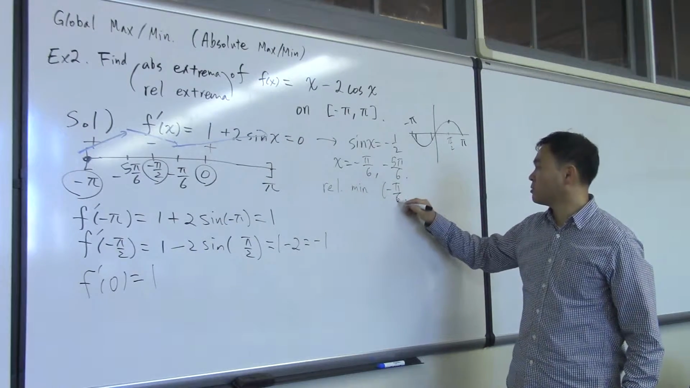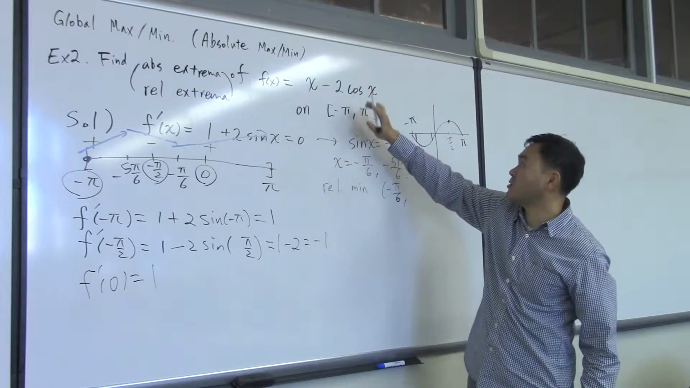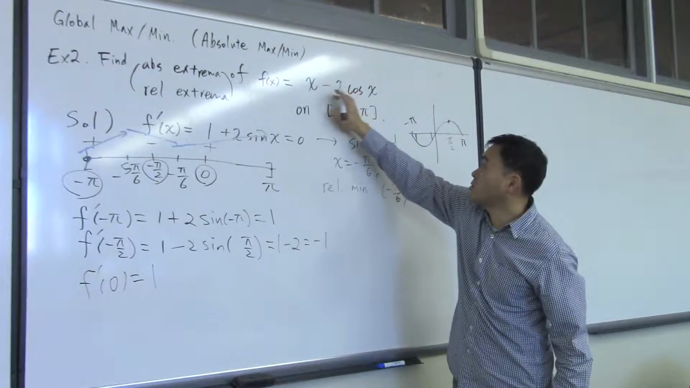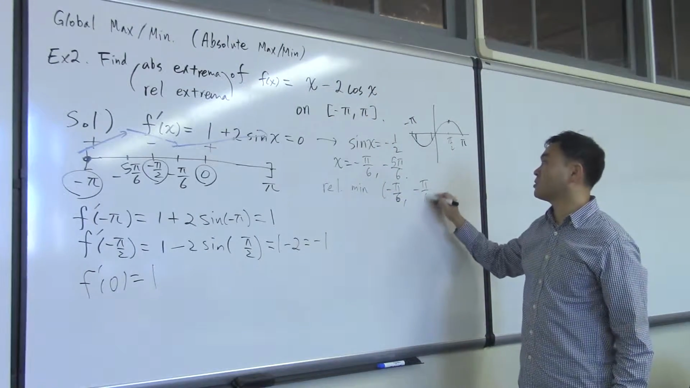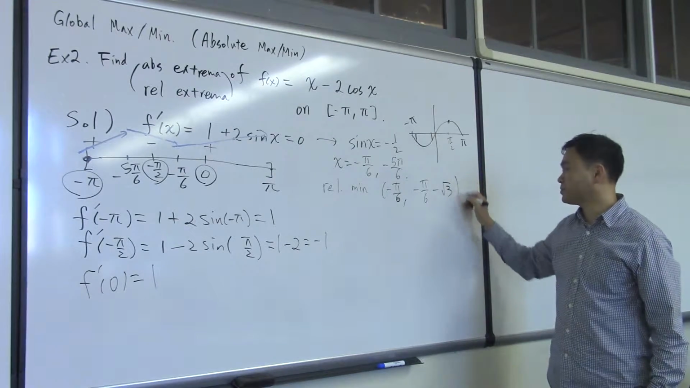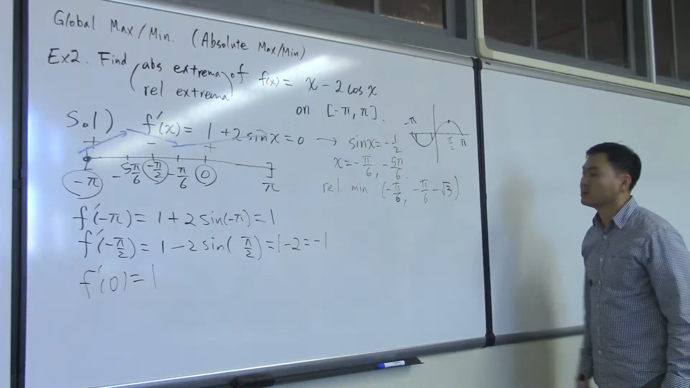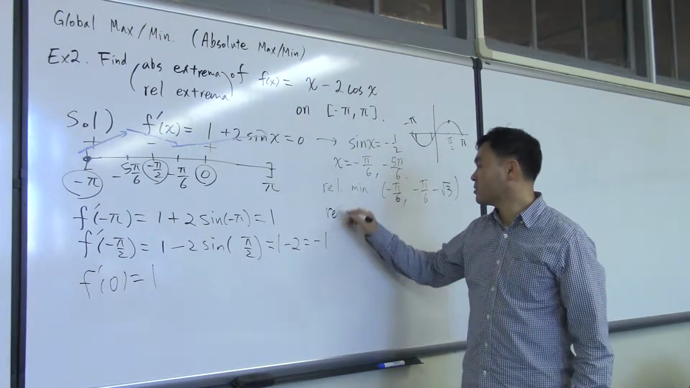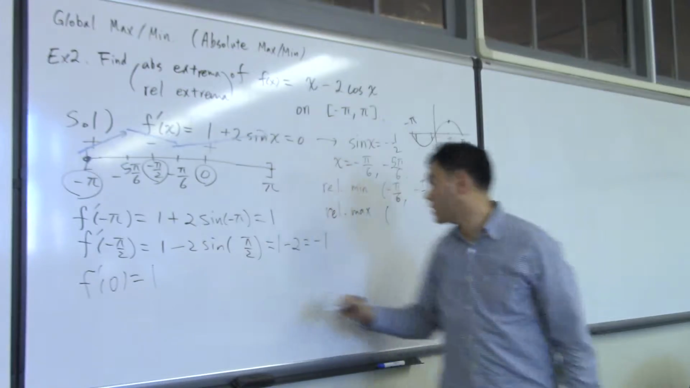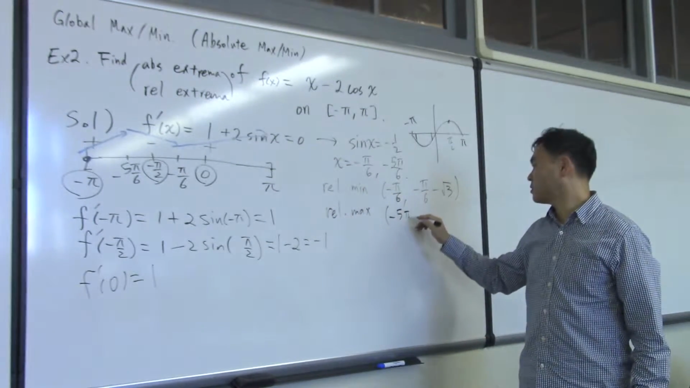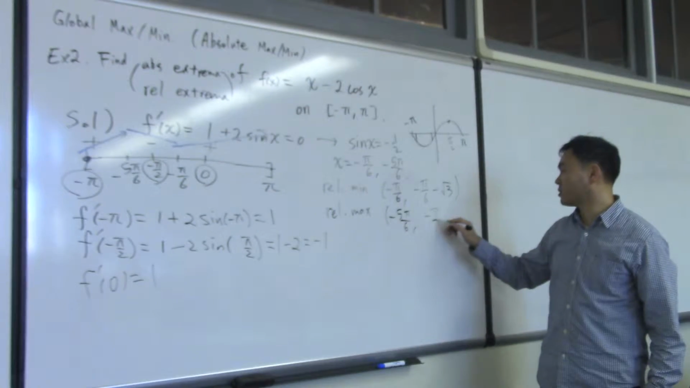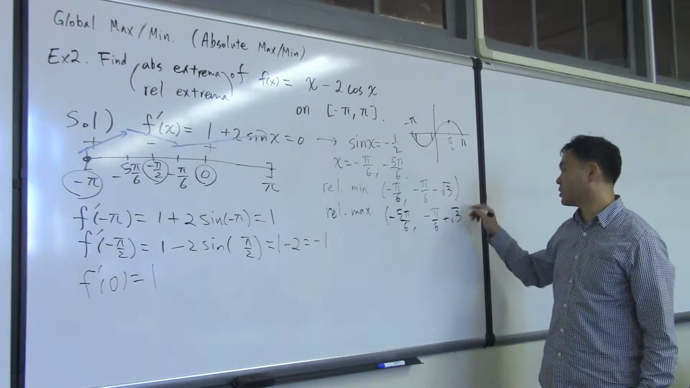Let's see, if you plug in negative pi over 6 to this, cosine of negative pi over 6 is radical 3 over 2. So it'll be negative pi over 6 minus radical 3. And the relative max should happen at negative 5 pi over 6. And if you plug that in, this will be negative pi over 6 plus radical 3.